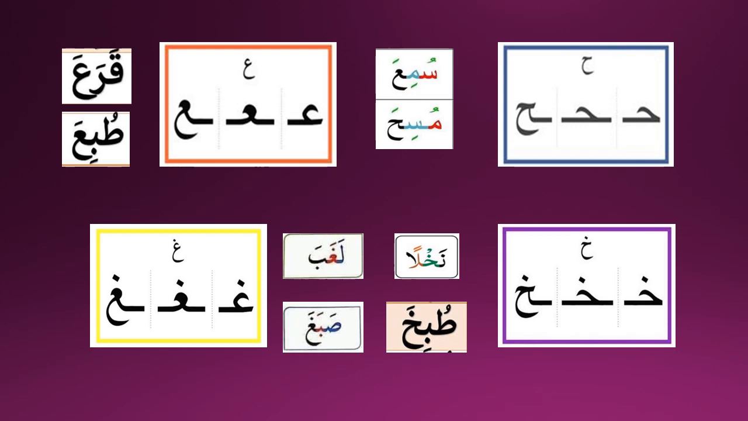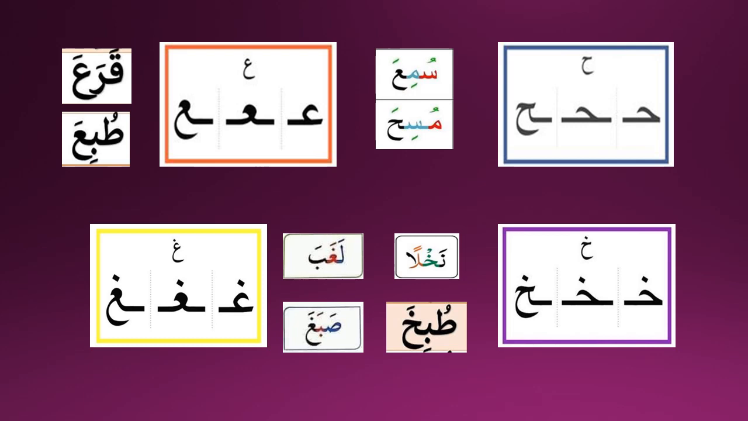Now look at these two words. This one has Ain and this one has Ha at the end. Can you notice the difference between these two? Yes, Ain has a closed end and Ha has an open end. Ain is closer, and the mouth of the Ha is a little bit more open than the Ain. You can easily differentiate between them.